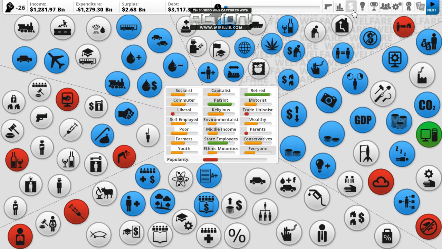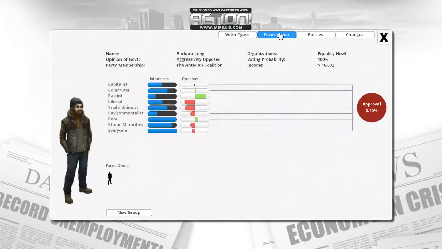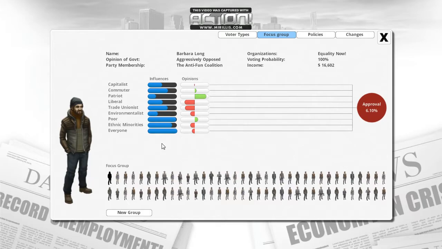And the way that they deal with that is, if you go to the focus groups, you'll see, so this is an example voter in my focus group, and this person belongs to all of these groups, and these influence bars represent how important each of those groups are to their overall opinion. So for example, this person is a patriot, and as a patriot, they like my policies, but being a patriot is not that important to them. It's pretty low.